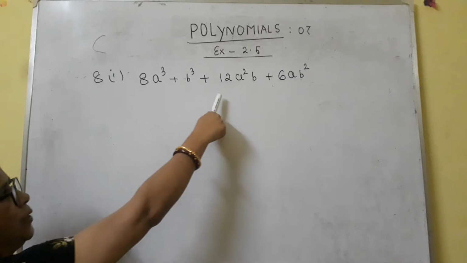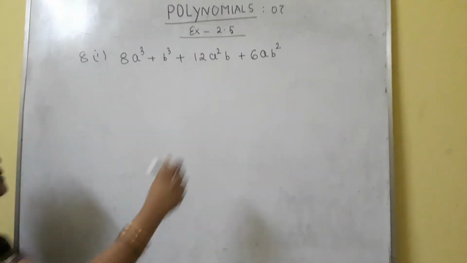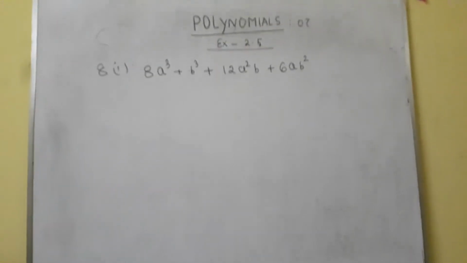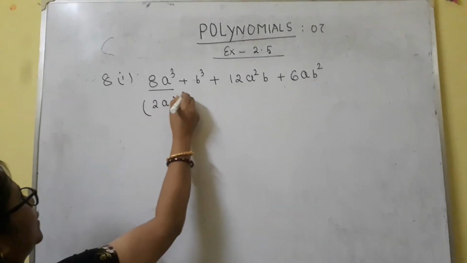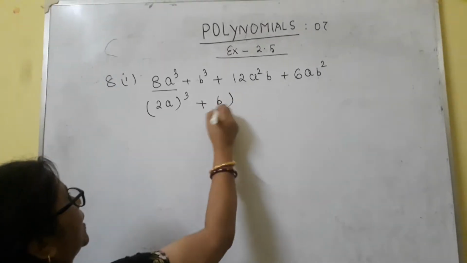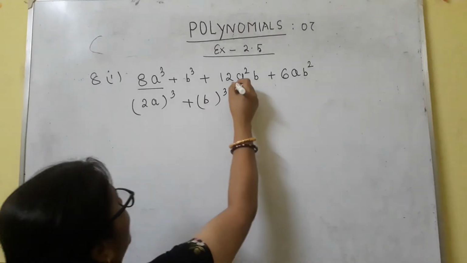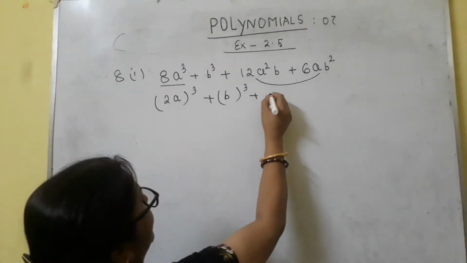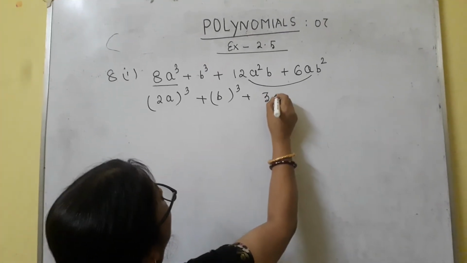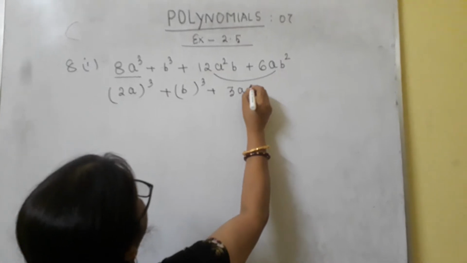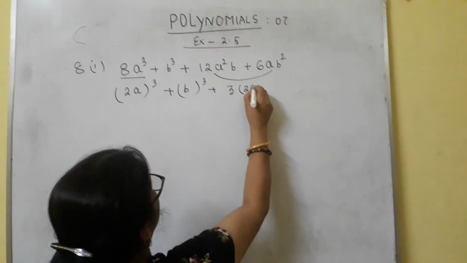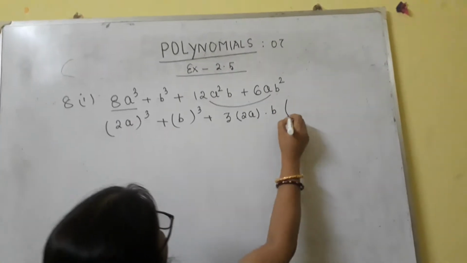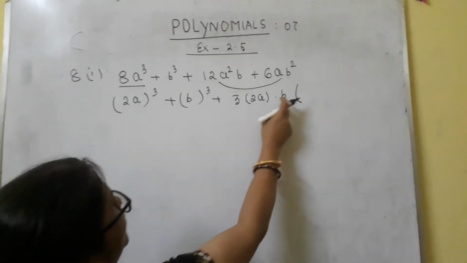8a cube plus b cube plus 12a square b plus 6ab square is given, and we have to factorize each of the following. So in this case, 8a cube we can write as 2a whole cube, and b cube we can write as b whole cube. Now from the other two terms, we can take 3ab common. With 3a replaced by 2a, we write 2a into b, so we are taking 6ab common.